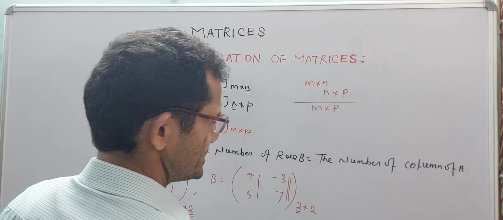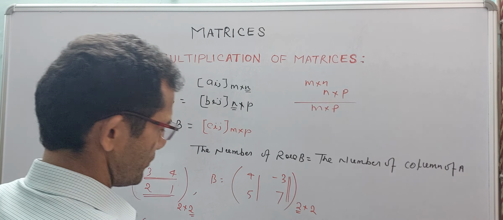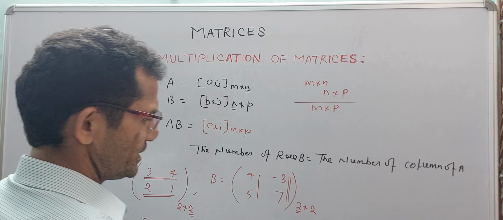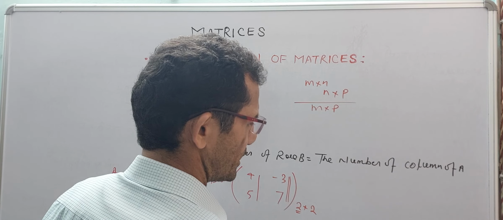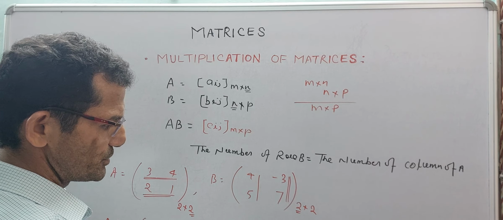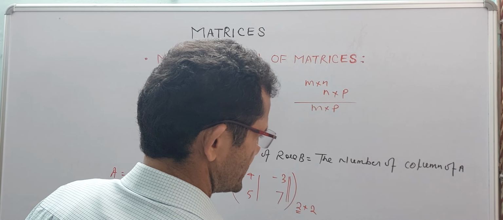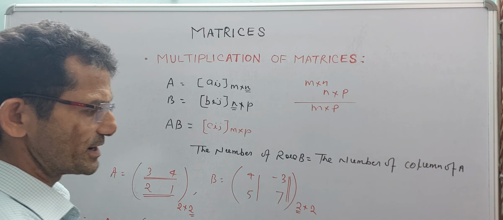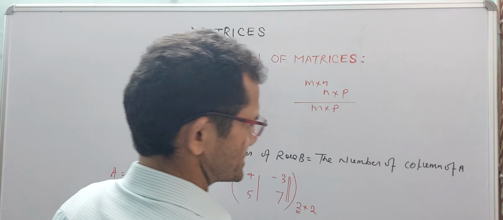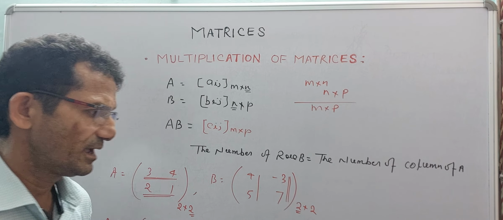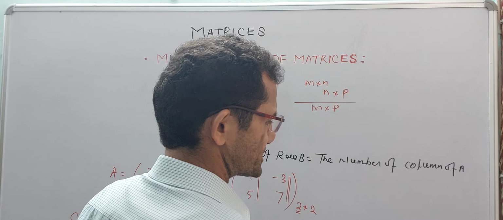12 plus 20, and here 2 into 4 is 8, plus 1 into 5 is 5, and 3 into minus 3 is minus 9, plus 4 into 7 is 28, and 2 into minus 3 is minus 6, and 1 into 7 is 7. So finally, if you simplify this, 20 plus 12 is 32, and 28 minus 9 is 19. This will be 19, and 8 plus 5 is 13, minus 6 plus 7 will be plus 1.